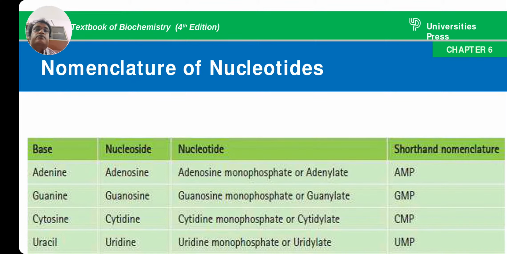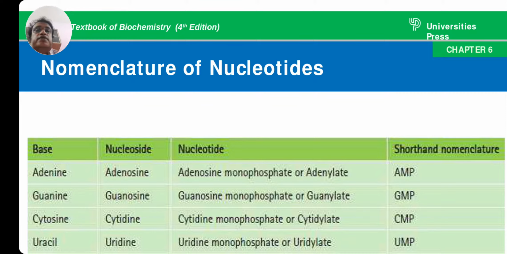In nomenclature of nucleotides, addition of pentose sugar to a base produces a nucleoside. If the sugar is ribose, ribonucleosides are formed. Adenosine, guanosine, cytidine, and uridine are ribonucleosides of adenine, guanine, cytosine, and uracil, respectively. If the sugar is deoxyribose, deoxyribonucleosides are produced.